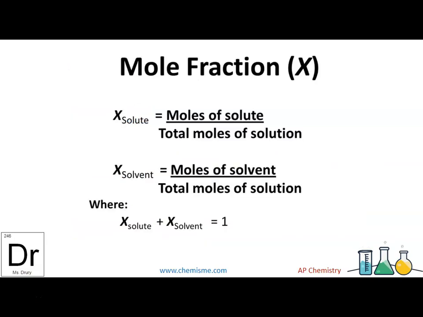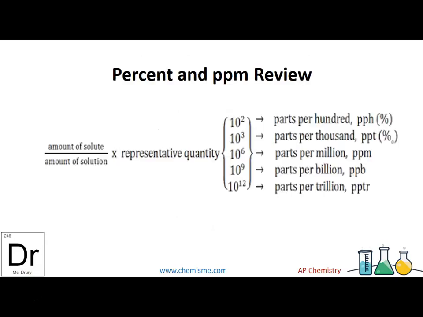We can also use mole fractions, which we saw on the gas particle topic, where it's the moles of the solute per moles of solution, or the moles of the solvent per moles of solution, and the solute plus the solvent moles should equal 1. We reviewed it enough in gases that I hope it's okay now. And last year we also talked about the differences in percents and parts per million.